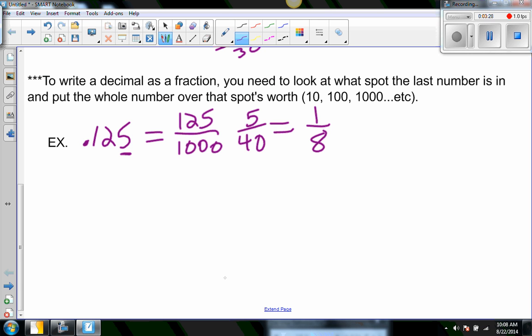Let's do one that is a mixed number. Let's just do 3.7. So the whole number here would just stay a whole number, and then you're going to have a fraction with it. So the 7 is in the 10th spot. So 3 and 7 tenths. And I can't reduce that, so I just leave it. That's my answer.